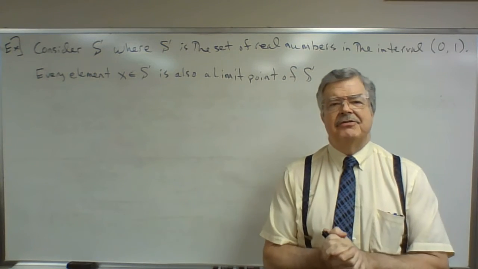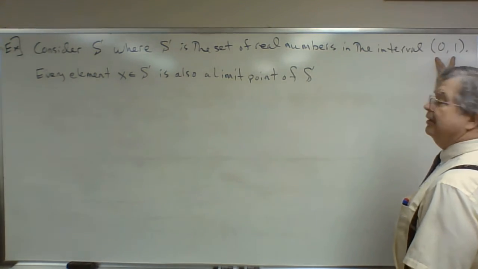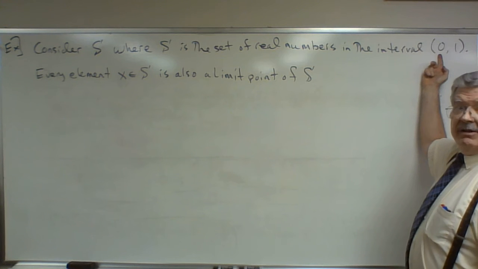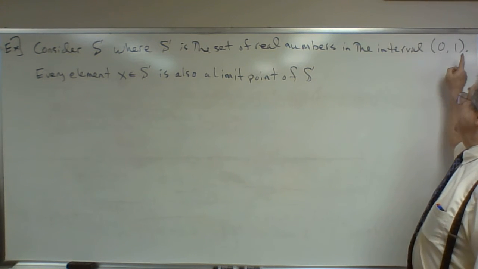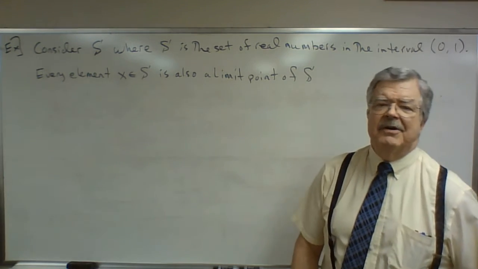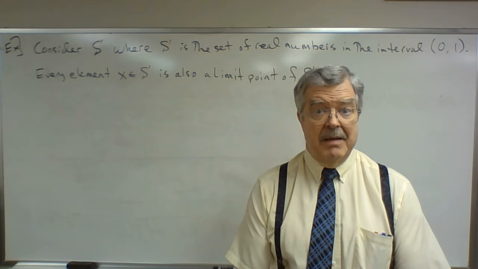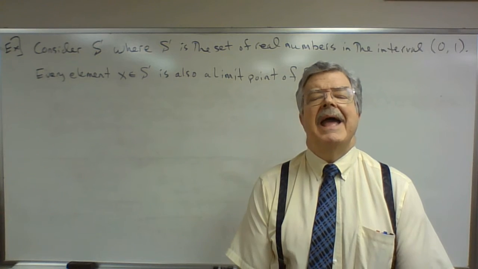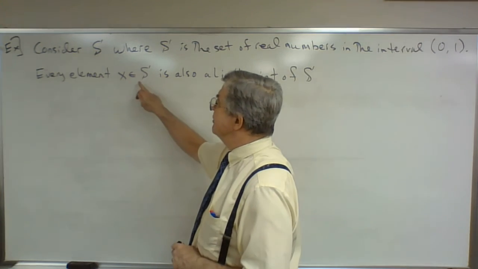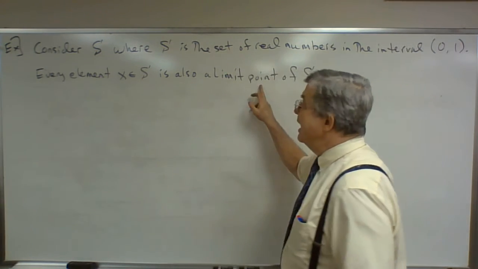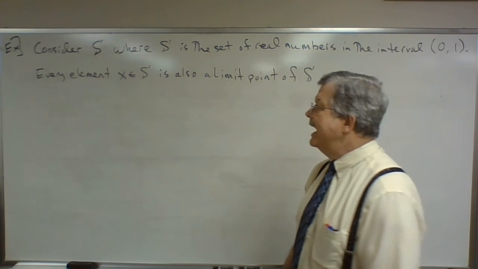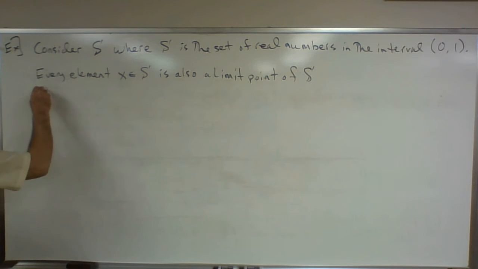In the previous two cases, we looked at the endpoints of the interval, 0 and 1. 0 is not an element of S, but it is a limit point of S. 1 is not an element of S, but it is a limit point of S. So our first two limit points of the set S that we examined were not actually elements of the set S. Now we're going to look at a generic element of the set S. And I claim that x is also a limit point of S. Why? Well, we just go to the definition.